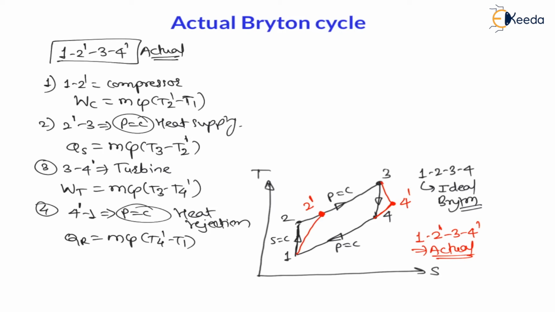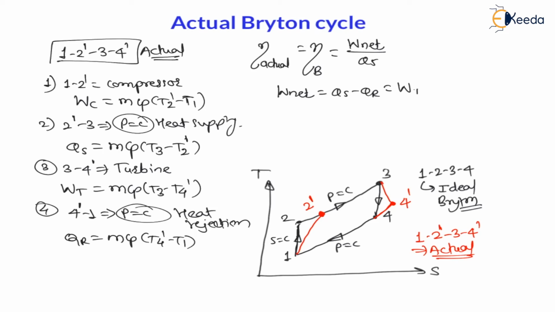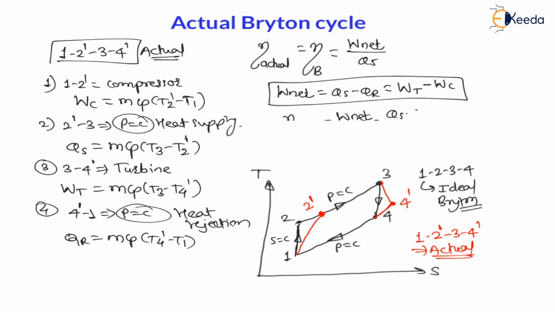Now we know that the efficiency of the actual Brayton cycle, as we have derived already, is W net divided by heat supply. W net, the net work output, is heat supply minus heat rejected, or equal to work of turbine minus work of compressor, as we have seen in previous lectures, right? So let us find the actual efficiency of this cycle. Therefore, efficiency actual is equal to W net divided by heat supply, which is (heat supply minus heat rejected) divided by heat supply, which is equal to 1 minus heat rejected divided by heat supply.